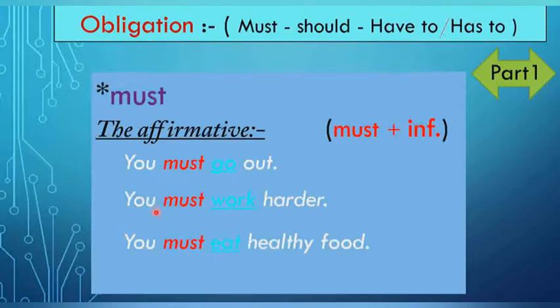Next, sentence number 2. Let's read sentence number 2 together. You must work harder. It's an obligation, or something personal for you. So it's an obligation for you to do that, or it's something important to you personally. You must work harder. Here must also is followed by the infinitive form of the verb work.